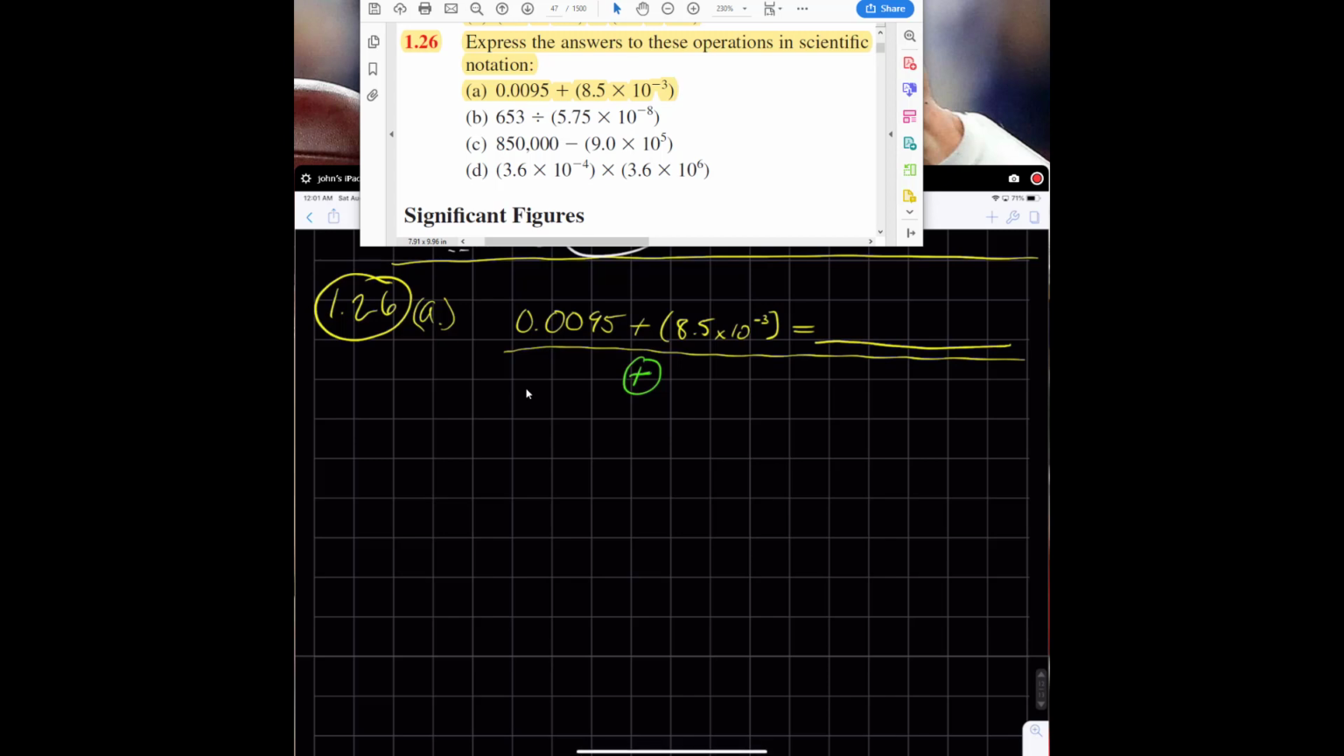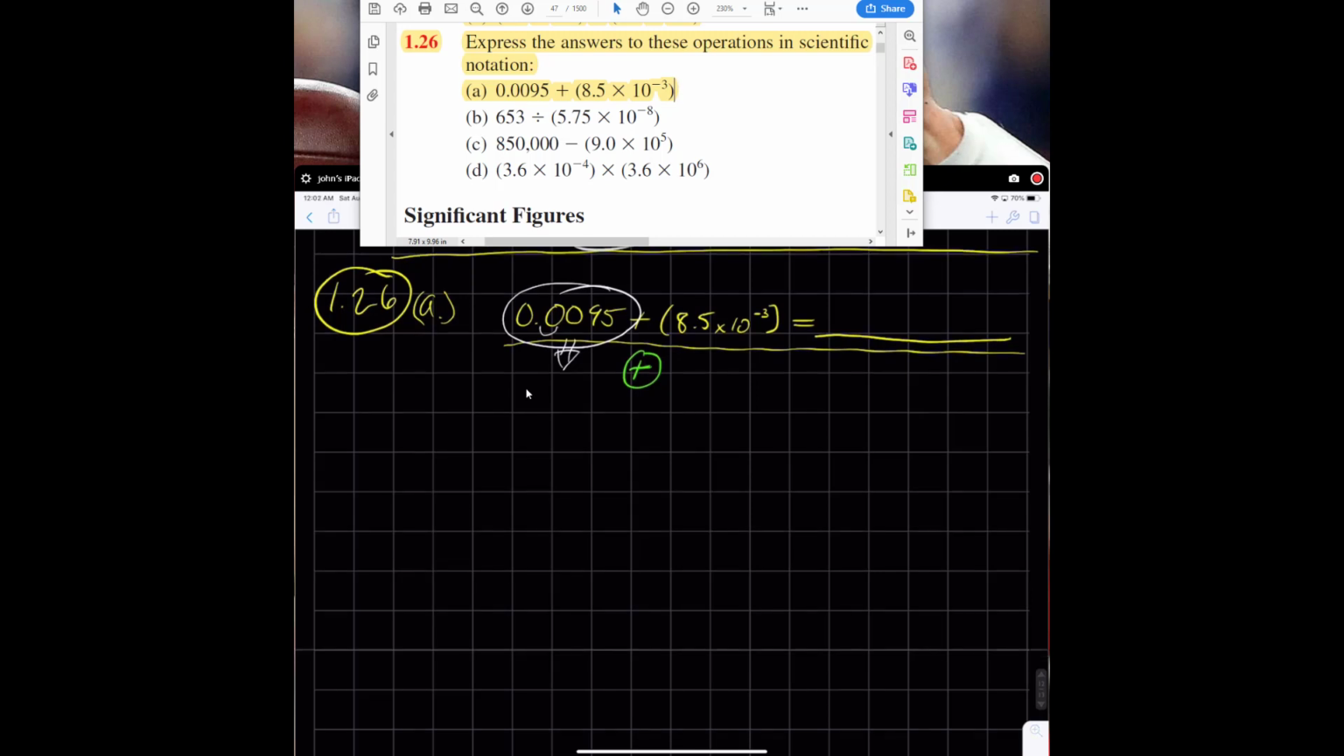So let's start with this left side. We have 0.0095. So in order to make this number have an exponent of negative 3, what would we do? We have to write 0.0095 in such a way that n is equal to negative 3. So we have decreased 10 to the n by 10 to the third power, so we must increase N by 10 to the third. Okay? So we have to move the decimal point 3 places to the right.